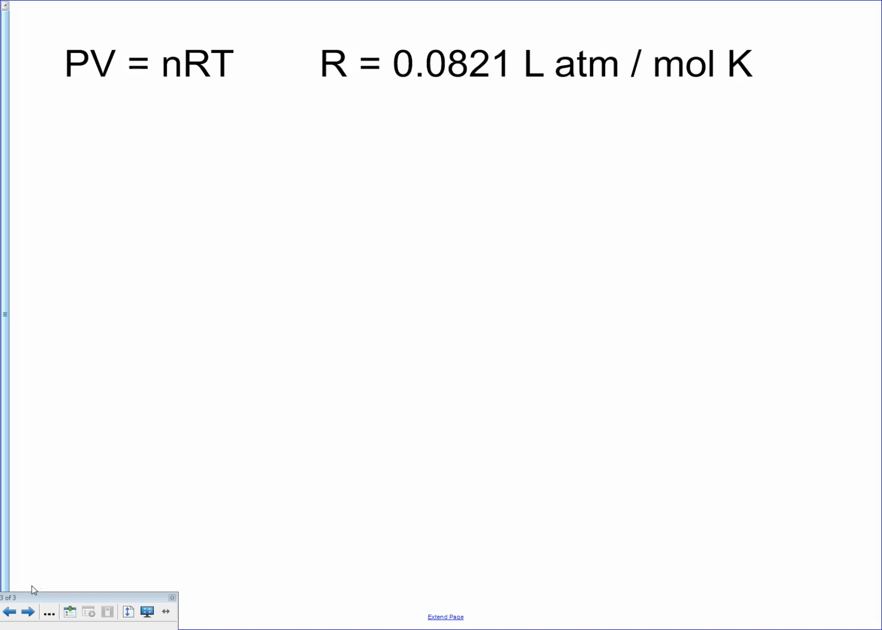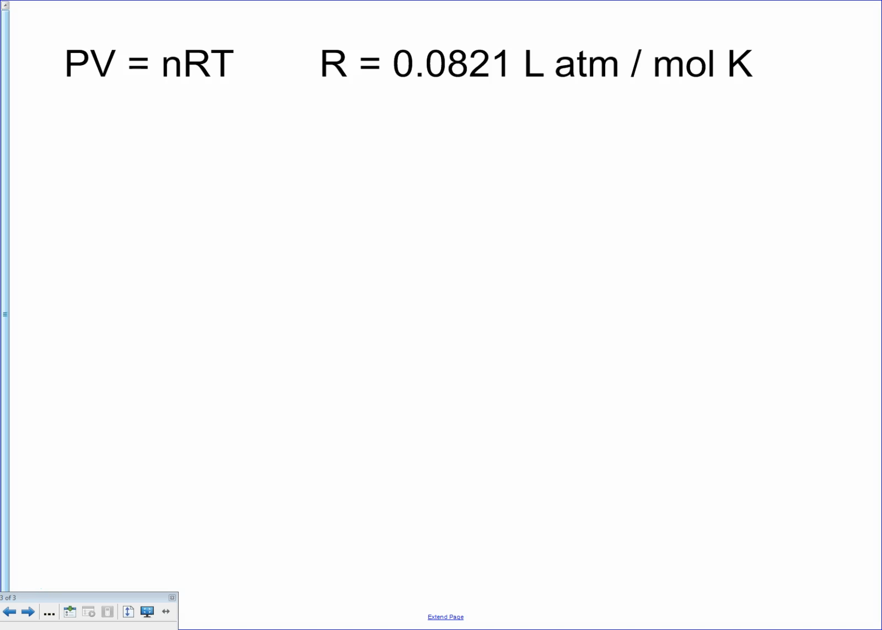And the units on that are actually really important because what that's saying is if we're ever using R, we need to make sure that all the other variables are in the correct units. So that means pressure has to be in atmospheres, volume is in liters, number of moles is always in moles, and T, the temperature, has to be in Kelvin. And so whenever we're plugging numbers directly into this PV equals nRT equation, we're going to make sure that the units are correct there.